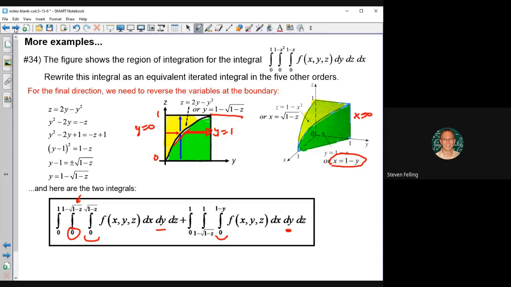On Thursday, we're just going to answer questions, and I imagine we'll have plenty before we move on Friday to talking about cylindrical coordinates, which is a simplifying method when you have cross sections that are circular. All right, that's it for part 2 of the 15.6 video.